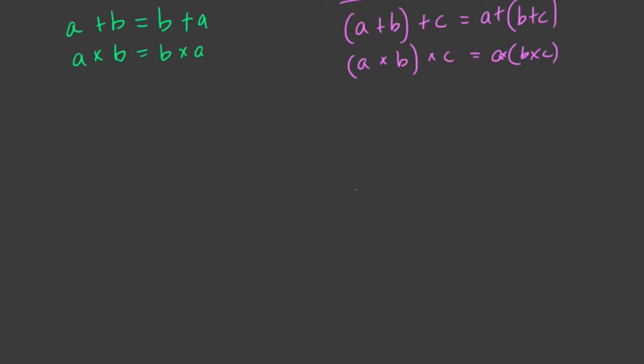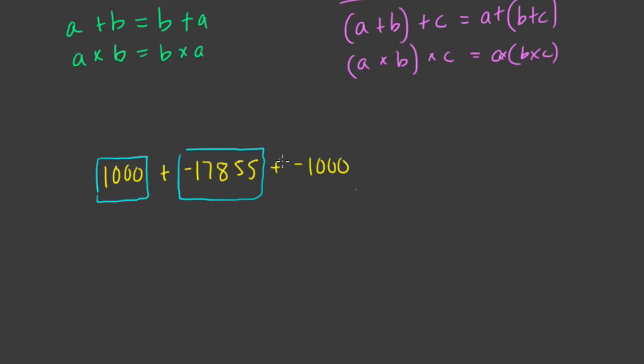If I gave you, let's say, 1,000, and then I said plus negative 17,855, and then I said add negative 1,000. So before we talk about how easy this problem really is, let's just find the terms. This is a term, this is a term right here, and so is this.